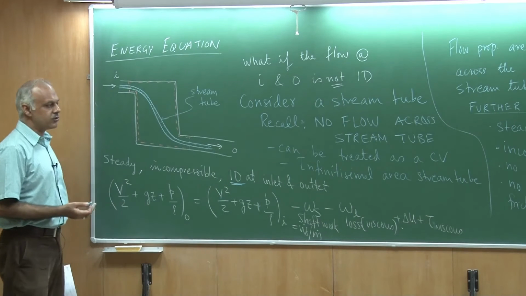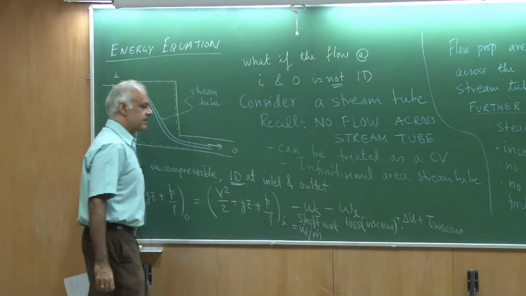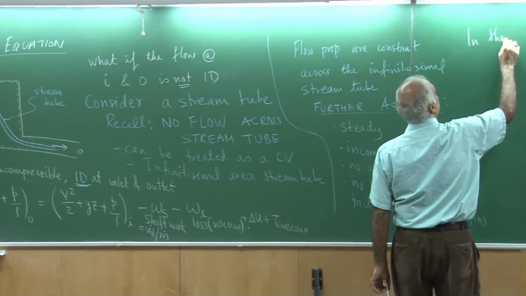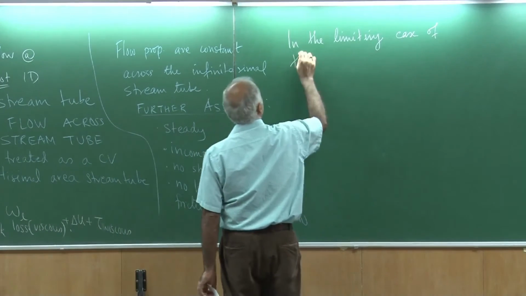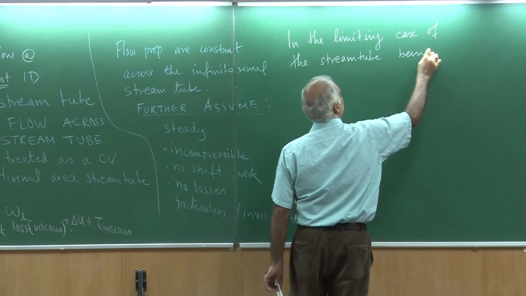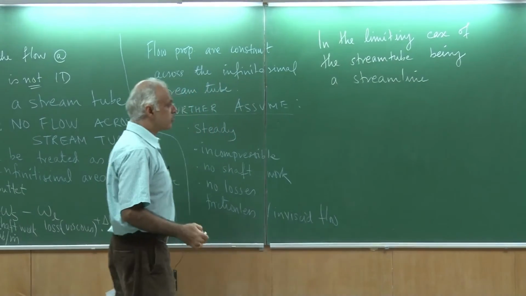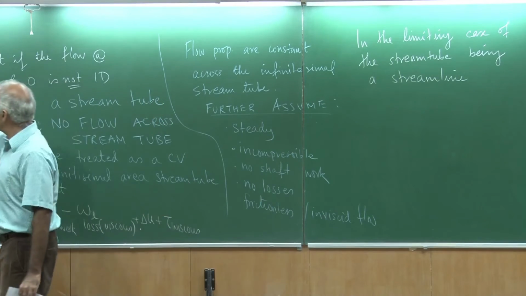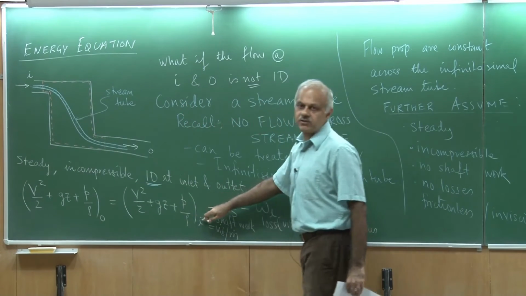But I am now assuming that the fluid is inviscid, it is a frictionless fluid, and therefore the shaft work goes away, the losses go away, and in the limiting case of the stream tube being a streamline, so I take the control volume which is already very thin, it is a stream tube, and now I take the limiting case so that the stream tube actually reduces to a line, and then I would simply get this quantity at the exit is actually equal to this quantity at the inlet.